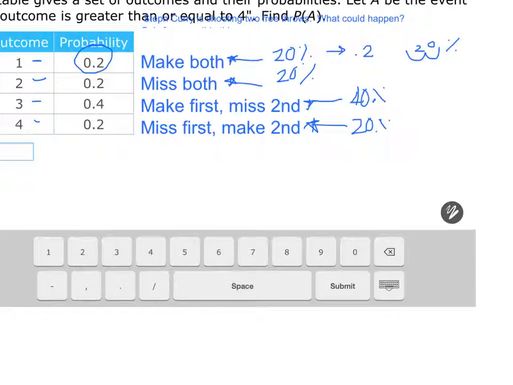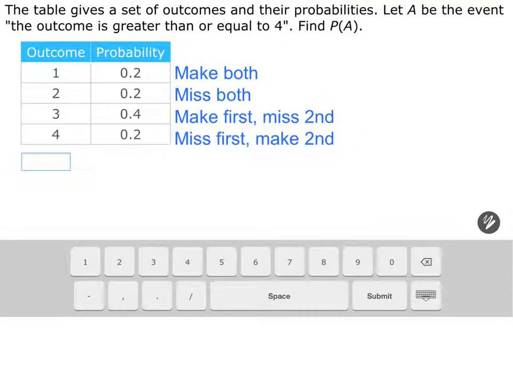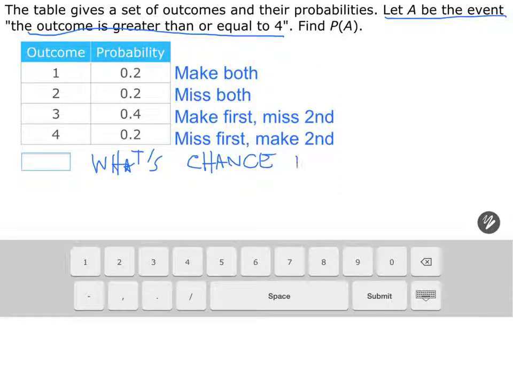And then what they're asking us here, so now we got this table lined up a little bit better, but in the original problem they're telling us to let A be the event that the outcome is greater than or equal to 4. In our Steph Curry example, they're asking us what's the chance that this happens.